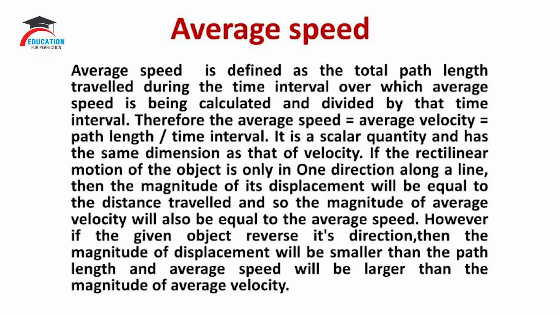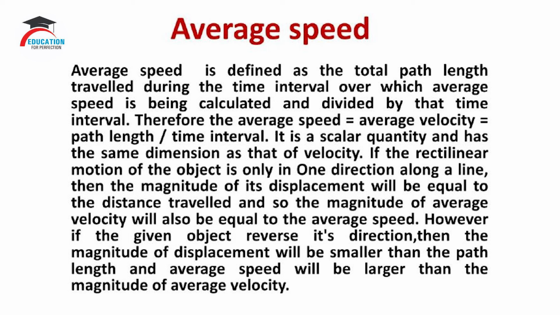Now let us try to understand the average speed. Average speed is defined as the total path length traveled during the time interval over which average speed is being calculated, divided by that time interval. Therefore, the average speed is equal to the path length divided by the time interval. It is a scalar quantity and has the same dimension as that of velocity.